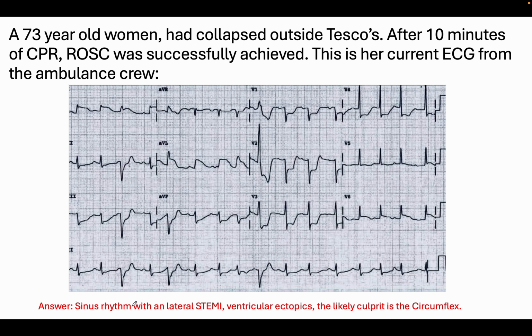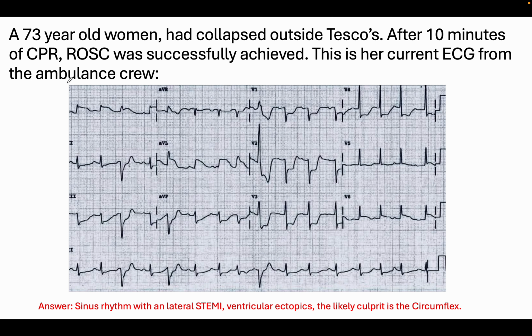So the answer is sinus rhythm with a lateral STEMI, ventricular ectopics. The likely culprit is the circumflex. So well done if you got that right. If not, we'll go through it now. So sinus rhythm, because we can see P waves, QRS, and a T wave that follow one after the other. There's no bundle branch block, and then immediately we can see some ST depression in leads V1, V2, V3, V4, but we can see some elevation in lead 1.